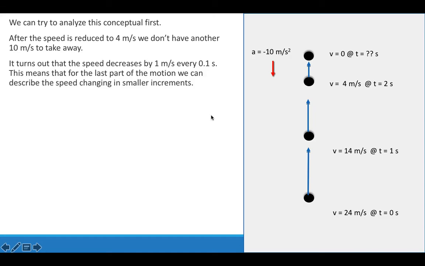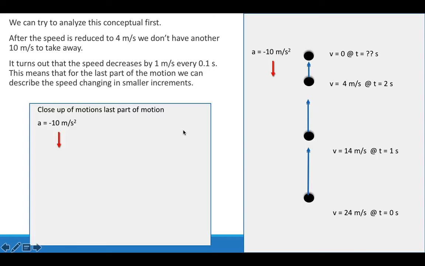It turns out that every second that goes by, the speed changes by 10, but we could also say that the speed decreases on the way up by 1 meter per second every tenth of a second that goes by. In other words, if I break up this 1 second interval and divide it by 10, because there's a change of 10 in the speed, then I would break up this time into tenths. So the speed changes by 1 meter per second every tenth of a second.